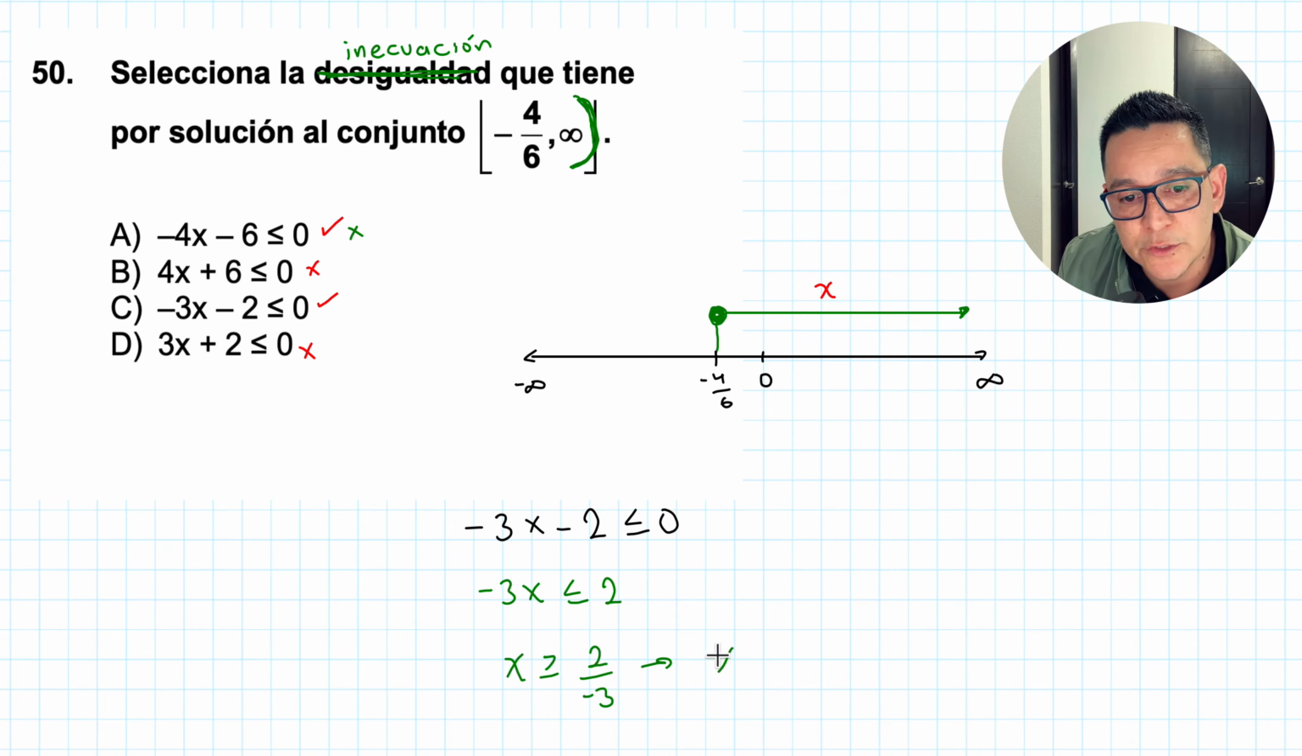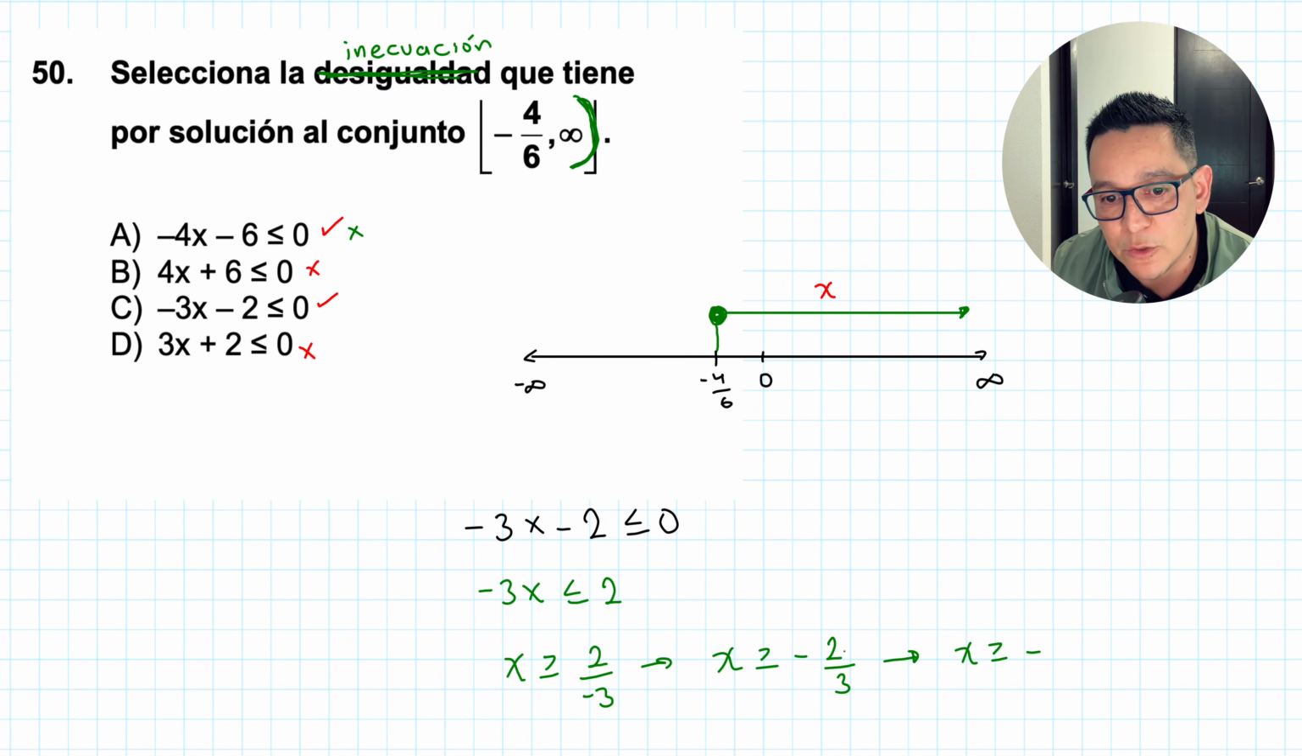From here, we get that x is greater than or equal to plus divided by minus, which is minus, and we leave it as 2/3. Notice that even if it's not visible, this is already the solution. I'm multiplying both the numerator and denominator by 2. So 2 times 2 is 4 over 3 times 2, which is 6.